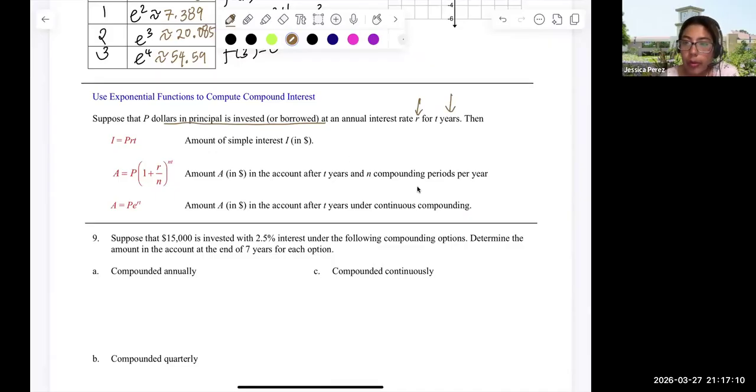Now we have a compound after different periods of time. So instead of once a year, it's twice or 3 times, or compounded during different parts. So amount A in dollars is the account after T years, and N is the compound. So you have this is P, this is the rate, and this N is called the compound. So how many times it's generating at a period amount. And then you have a continuous compound. That means it's ongoing, compounding continuously, and that makes it P e to the RT, which is an exponential function.